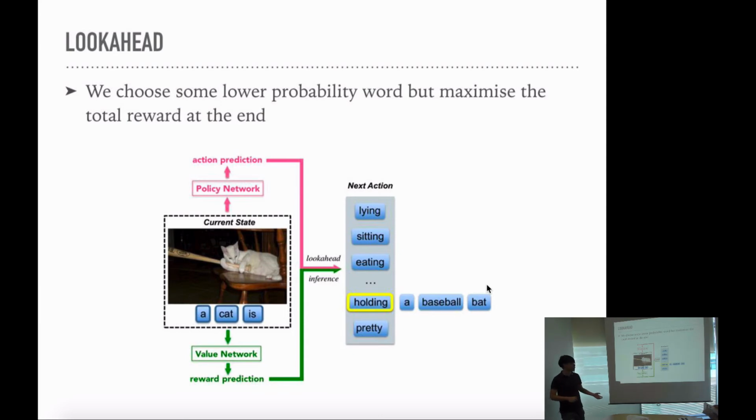Because holding gives a baseball bat, but lying there doesn't give a baseball bat. So this is the best sentence for this image, the best possible path for this image. So that's the look ahead.